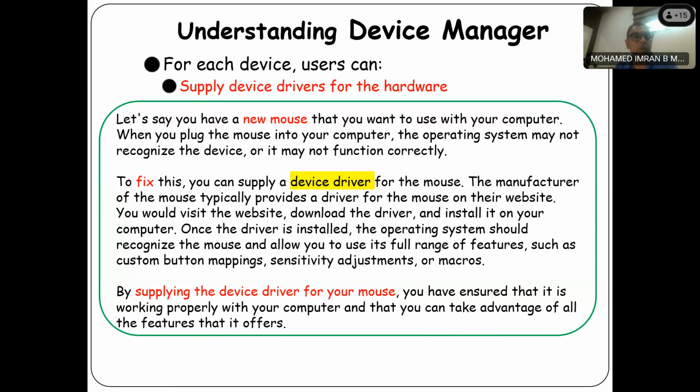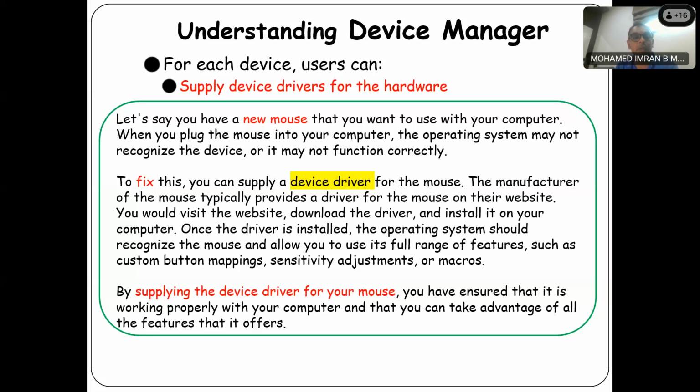To fix this problem, you can supply a device driver for the mouse. The manufacturer of the mouse typically provides a driver for the mouse on their website. You could visit their website, download the driver, install it in your computer. Once the driver is installed, the OS should recognize the mouse and allow you to use its full range of features, such as custom button mapping, sensitivity adjustment, and macros. By supplying the device driver for your mouse, you have ensured that it is working properly with your computer and that you take full advantage of all the features that it has to offer.